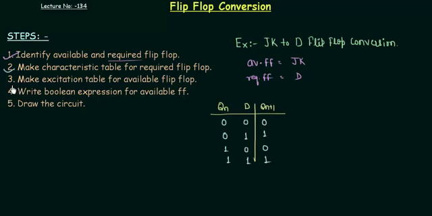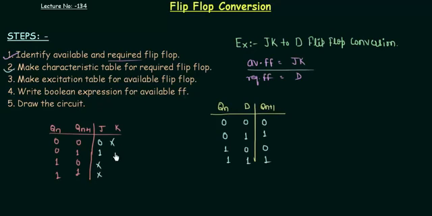Let's move to our third step. In this we have to make the excitation table for the available flip-flop. So available flip-flop is JK, and now we need to make its excitation table. So first I'm going to make the excitation table here, and then you can follow: Qn, Qn plus 1 and JK, 0 0 1 1 0 1 0 1. So the values for J and K are 0 X, 1 X, X 1, X 0. So it is a way to remember the excitation table for JK flip-flop. You can also derive it from the truth table. Now we are going to use it.